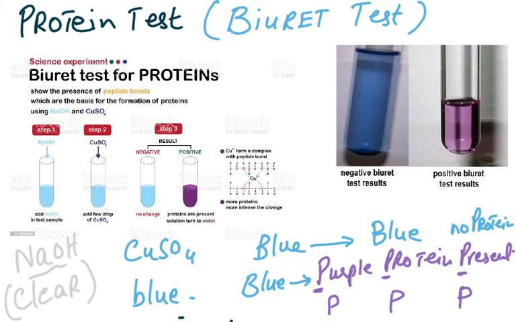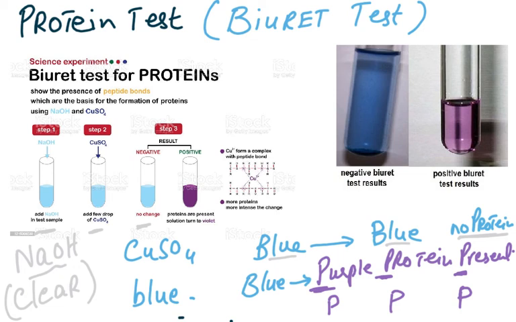So you add sodium hydroxide, and then you add copper sulfate, which is a blue color. And if you find that the blue remains blue, I don't say no change, I don't agree with that. So if the color remains blue to blue, then no protein is present. But if the color changes from blue to purple, then protein is present. So P purple, P protein, P present. So this is a very easy way to remember it.